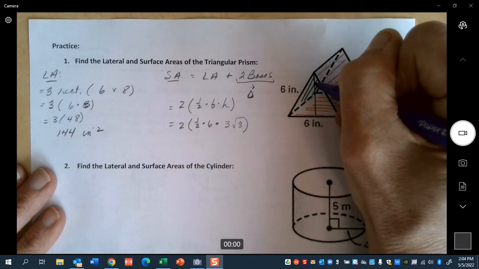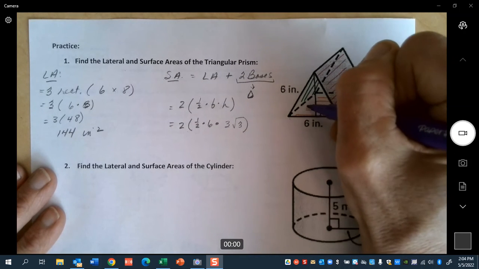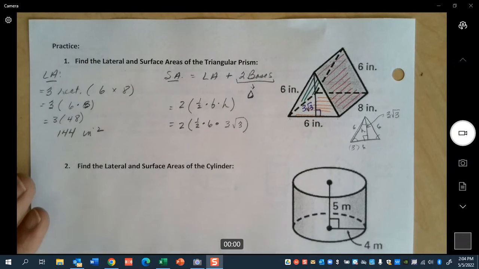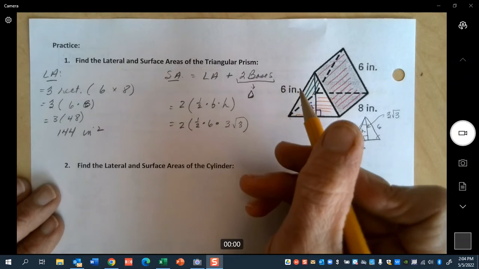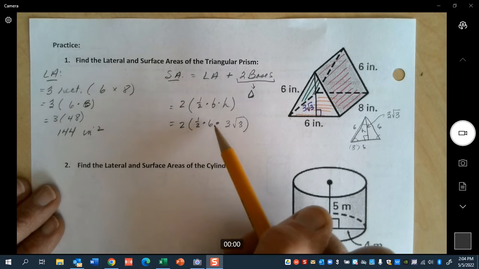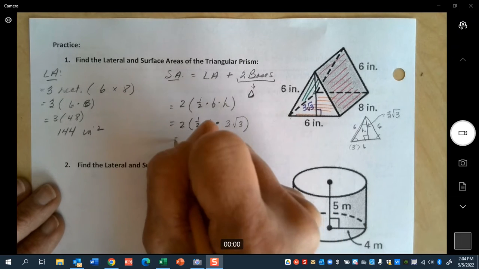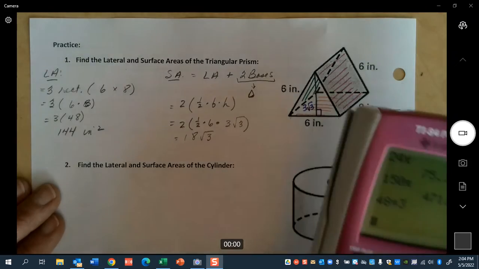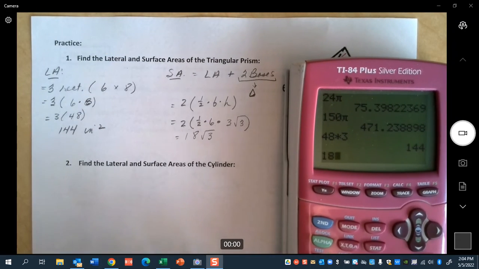Here's my height, which is 3 roots of 3. So when I go ahead and I do that math, 2 times 1/2 is 1. 6 times 3 is 18. So 18 roots of 3. And I can go ahead and get my calculator. 18 times the square root of 3.